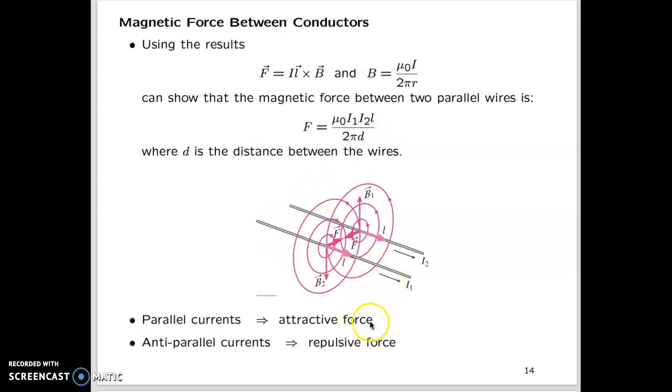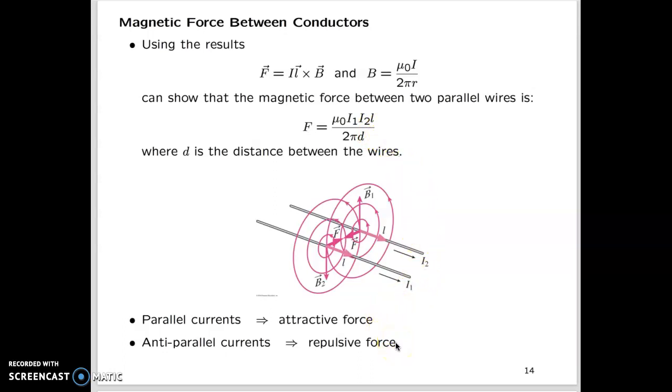So we've already argued that if the currents are parallel to each other, going in the same direction, then we have an attractive force. You can also show, going through a similar kind of argument as what we just did, that if the currents are anti-parallel, meaning maybe I1 is going in the same direction, but I2 is going in the backwards direction, you can show for anti-parallel currents that you have a repulsive force.